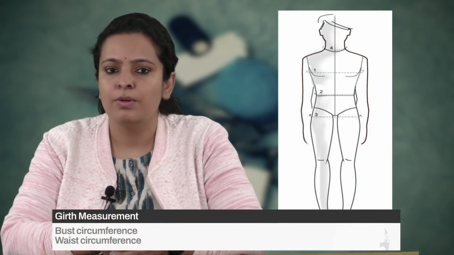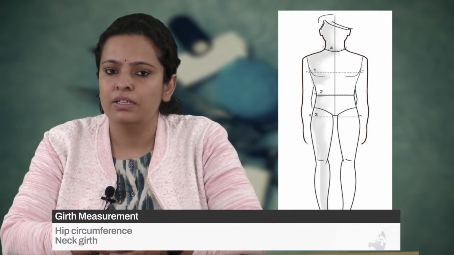After you have understood the guidelines for taking the measurement, there is a certain process of taking measurement. In that, a sequence is there. First, we should have the girth measurement, then the horizontal measurement, and then the length measurements. When we talk about the girth measurement, what landmarks or body parts do we have to measure? First, we measure the bust circumference, the waist, the hip, and the neck girth. The bust measurement is taken around the fullest part of the bust.